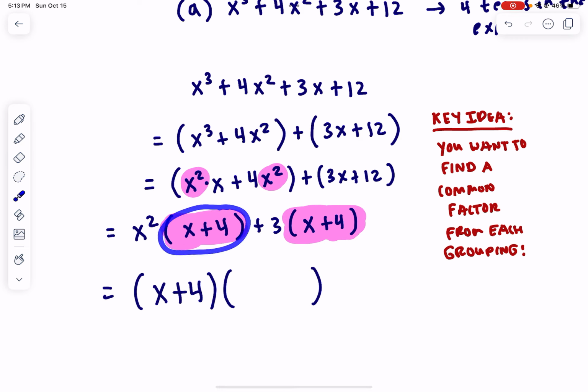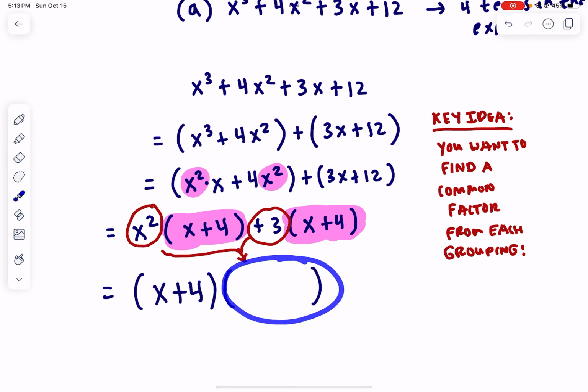So x plus 4 is coming from this. If you remove an x plus 4 from both of these, you're left with this right here. Let me just be clear. You're left with x squared and plus 3. And we'll enter these into this other expression. So on the inside, you're left with x squared plus 3.